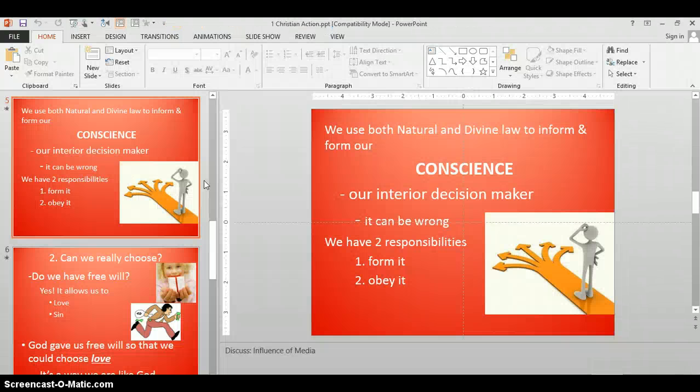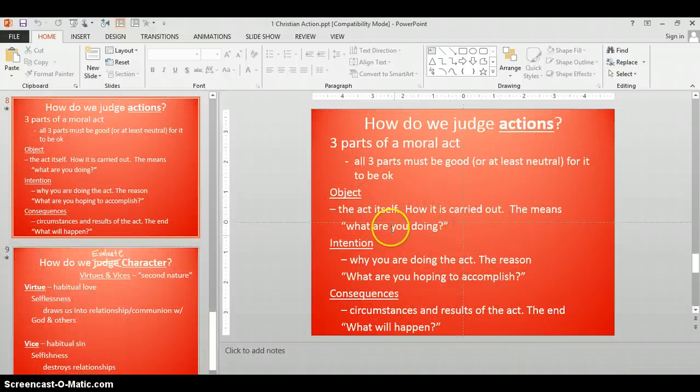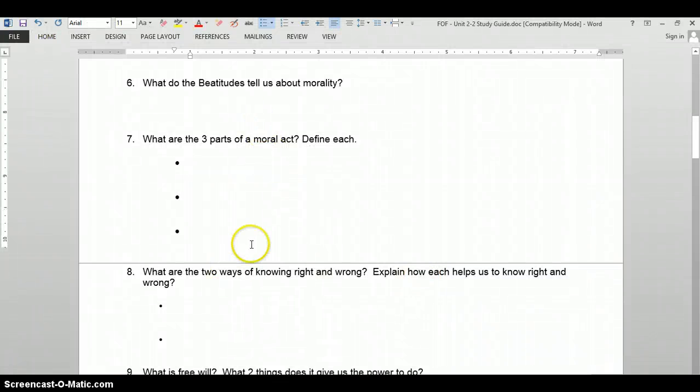3 parts of a moral act. This can also be found in notes number 1. The object, which is the act itself, what you're doing. The intention, which is what are you hoping to accomplish, what's your reason. And the consequences, what will happen as a result. Those are the 3 parts of a moral act.